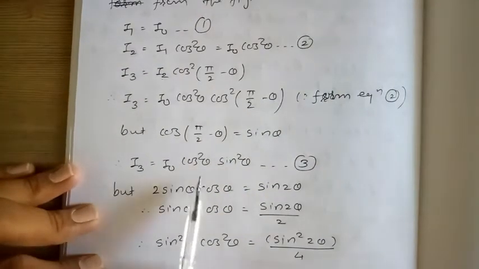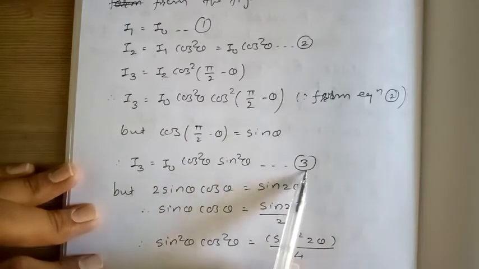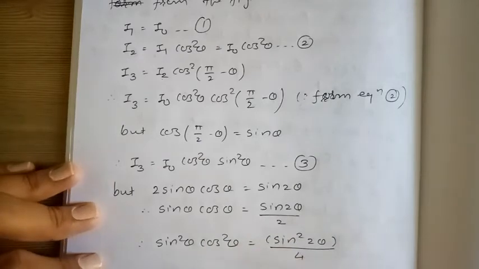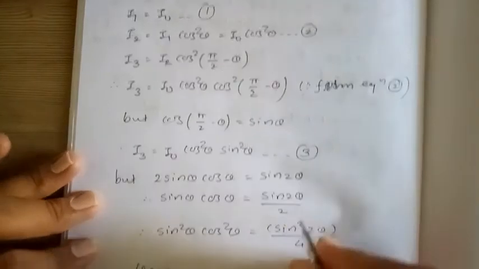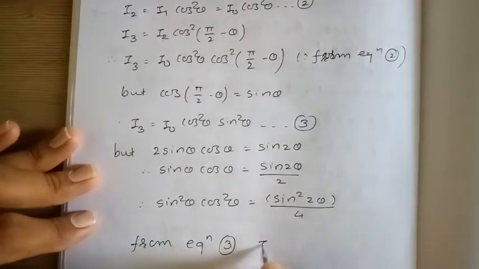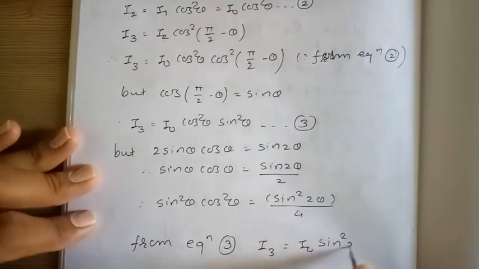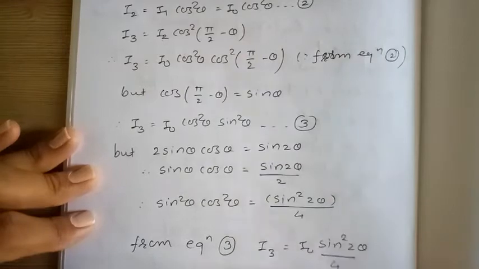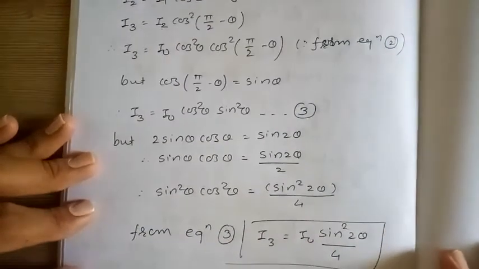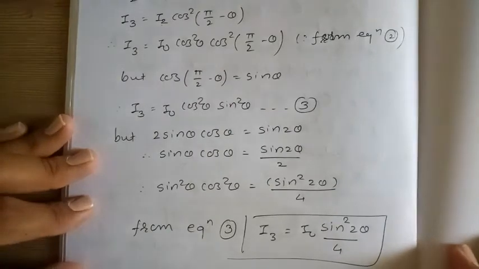So in equation number 3 we put the value of sin square theta cos square theta, the value is sin square 2 theta by 4. So we get I3 is equal to I0 sin square 2 theta divided by 4, right? So this is the intensity, right?